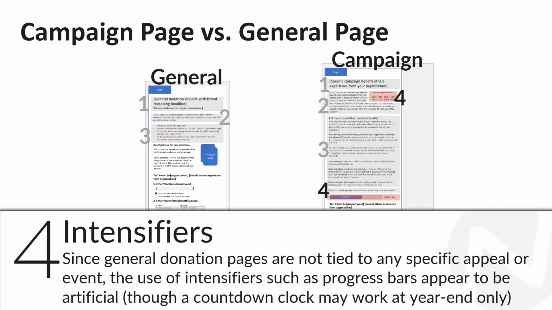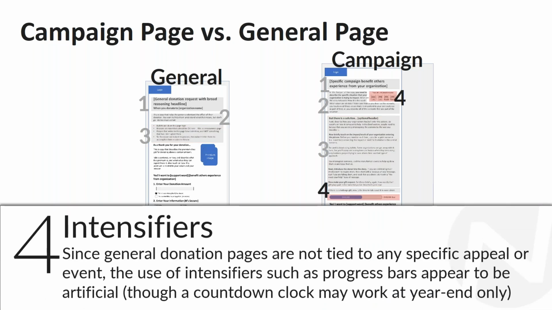Finally, the obvious one is intensifiers. On the general donation page, progress bars, countdown clocks, things like that aren't going to feel organic, except at year end, when it's a genuine, donate before the year end. You can put that there. But anywhere else, I'd be very wary.